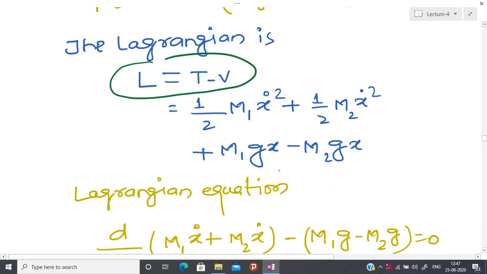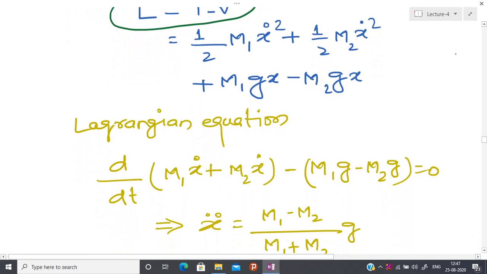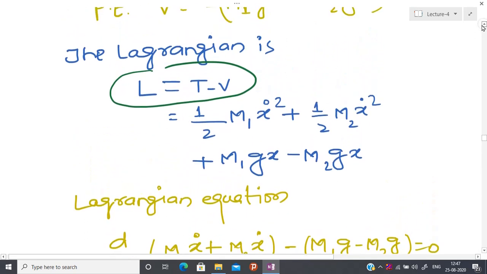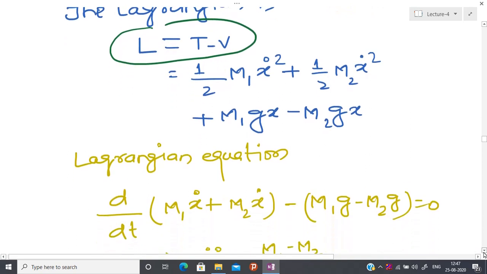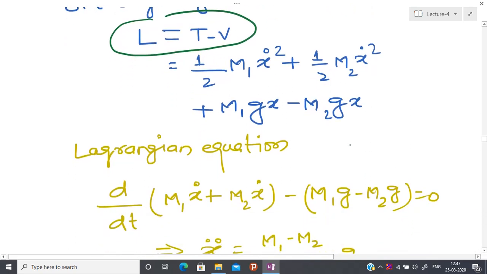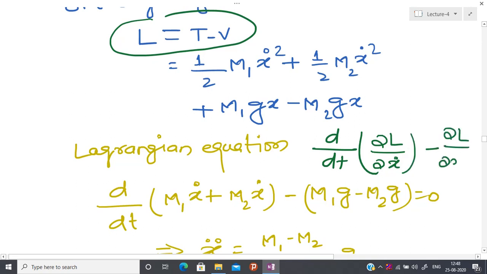That will give you the value of the Lagrangian, and once you get the Lagrangian, then you can just follow the Lagrangian equation. You know the Lagrangian equation is nothing but d/dt of ∂L/∂q̇. So in this particular problem, q is nothing but x, so ẋ, and minus ∂L/∂x equal to 0.